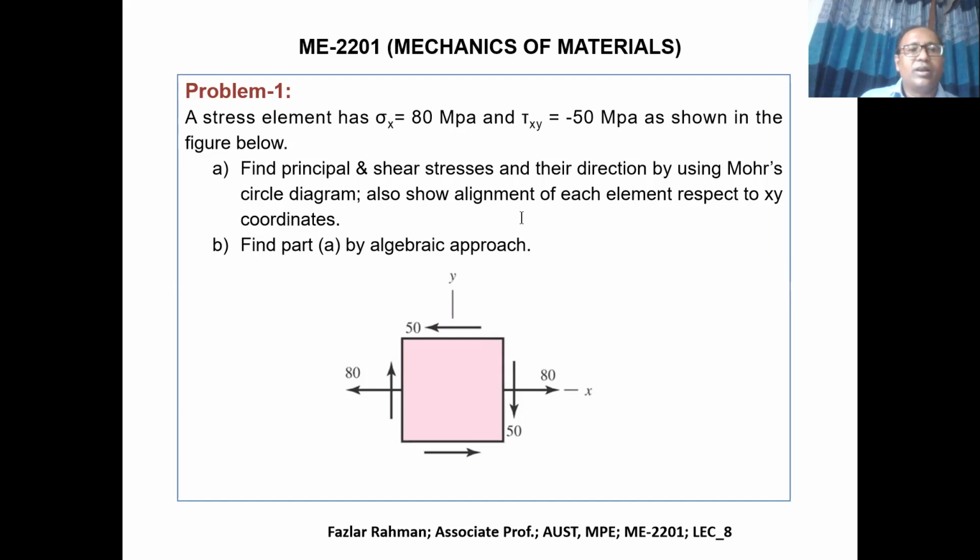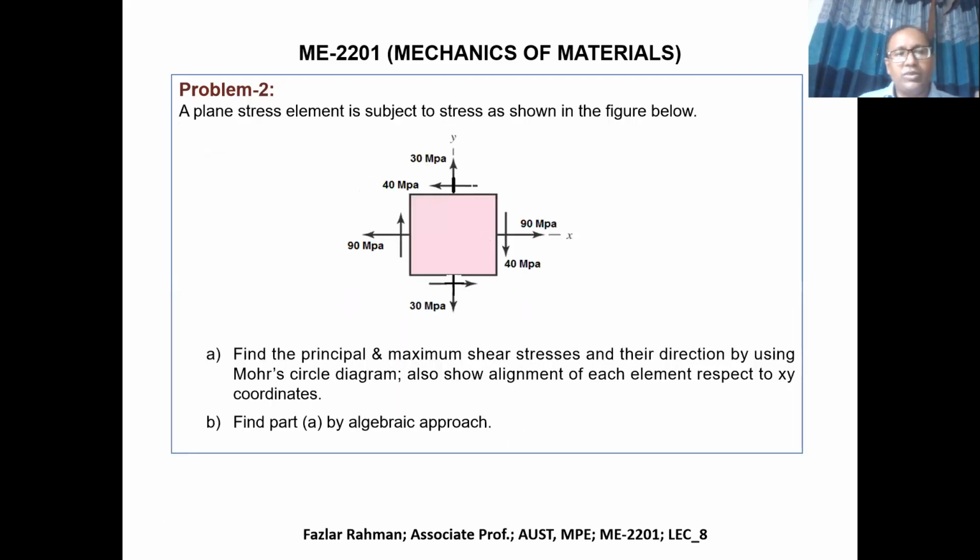Now we will solve problem 2. Problem 1 we will not solve; if we solve problem 2, you can solve it. This is a plane stress element. You need to figure out the principal and maximum shear stress, that means sigma 1, sigma 2, tau 1, tau 2. You need to figure out their direction, that means angle, by using the Mohr circle diagram, but here you need to figure it out by the algebraic method. So how can we do it? Let's solve the problem.